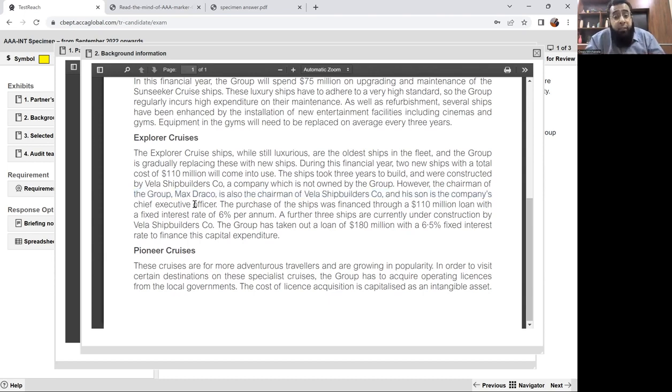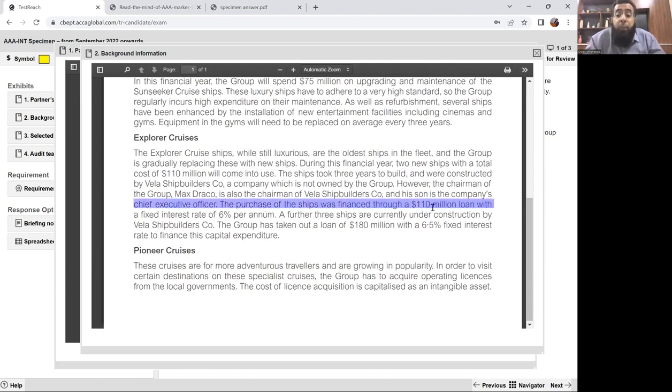This also creates a risk of related party, that the close family member of key management personnel is serving at Vala Shipbuilder Company with whom we did a transaction. So there needs to be a disclosure relating to related party.